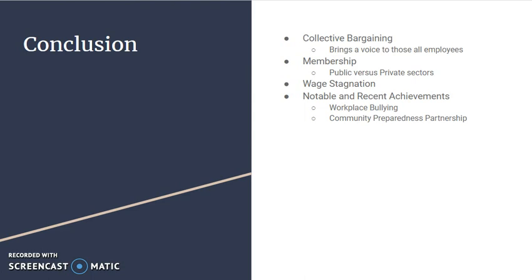With this information, there are strengths and downfalls to the modern labor union, with excessive spending being a major concern, but there are still advances being made in the workplace.